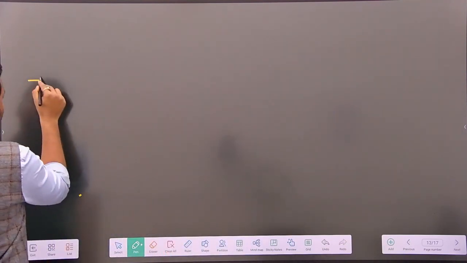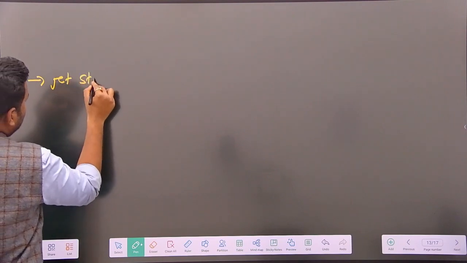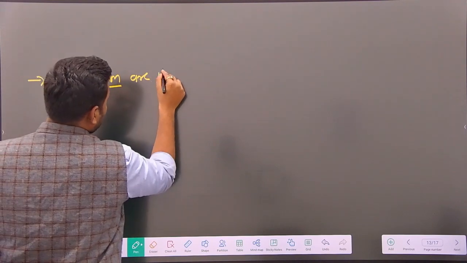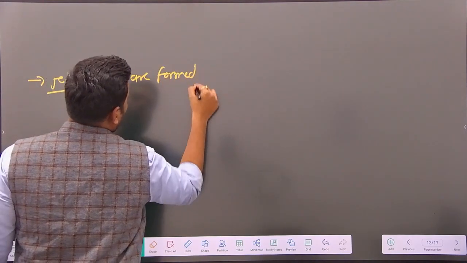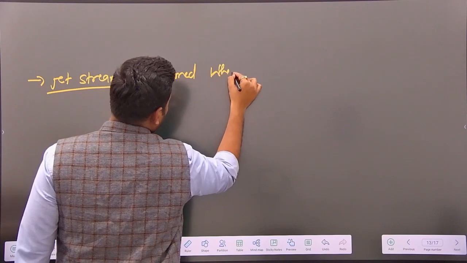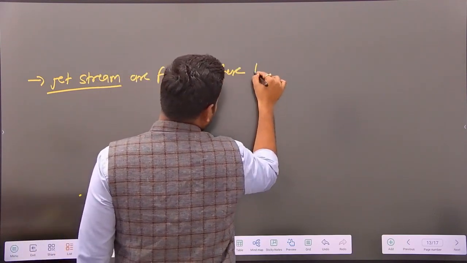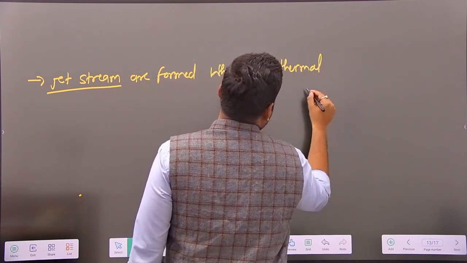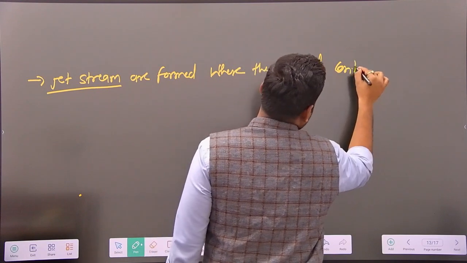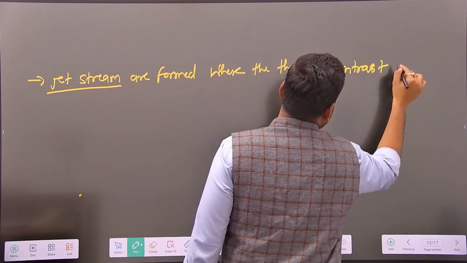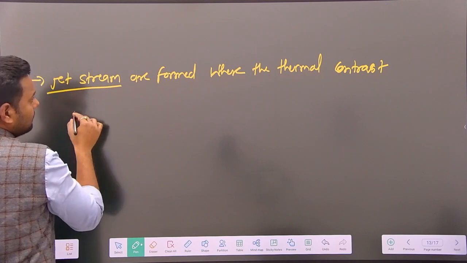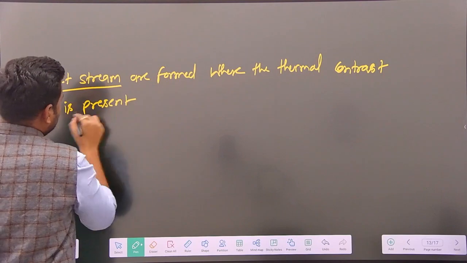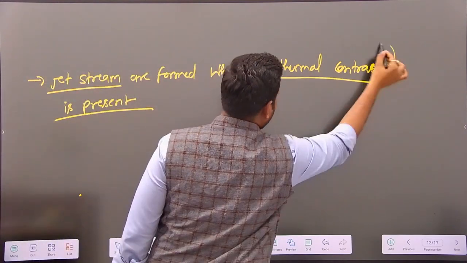Jet streams are formed where thermal contrast is present. Thermal contrast is present. What is the meaning of thermal contrast?